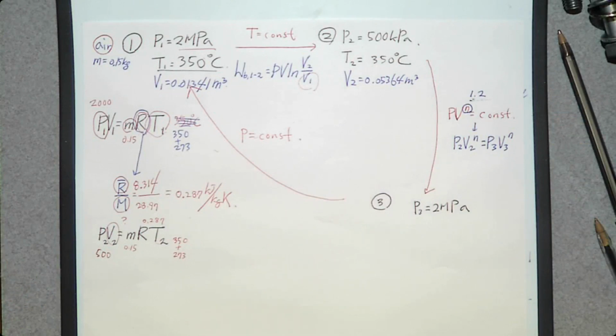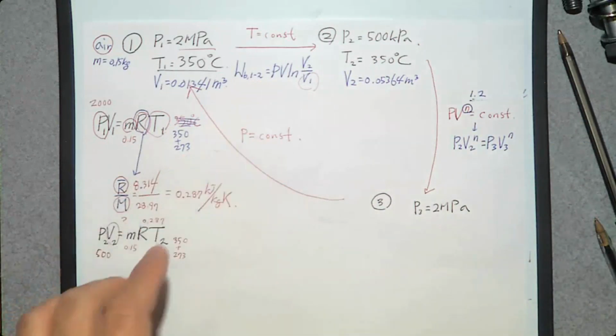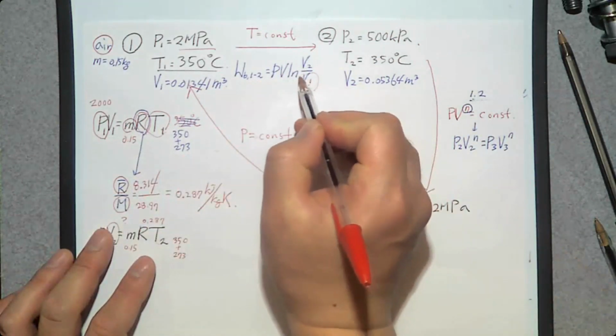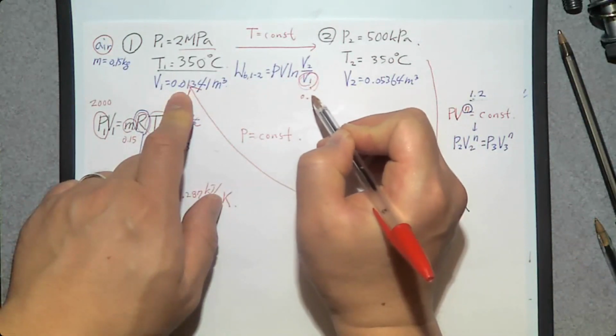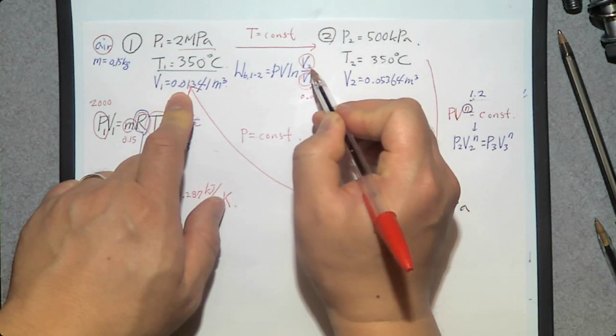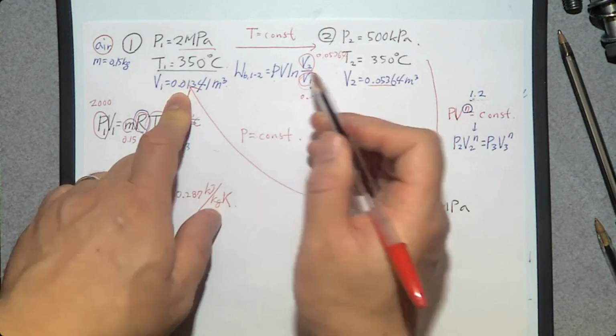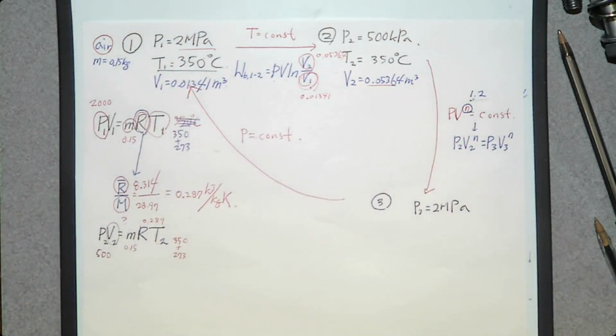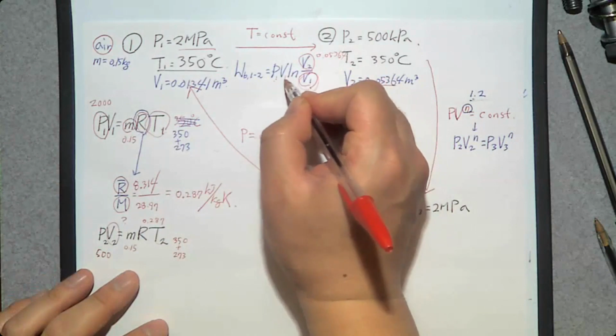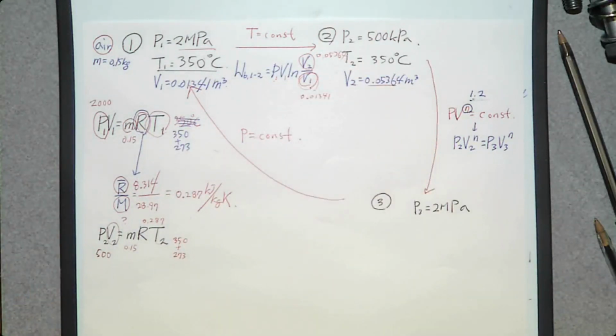Now we have everything, and we are ready to determine this Wb between 1 and 2. So this V1 is 0.01341. This V2 is 0.05364. What about this PV? I don't know whether this one is P1, P2, P3, V1, V2, V3. How can you solve this equation? You can say P1 V1 or P2 V2, doesn't matter.